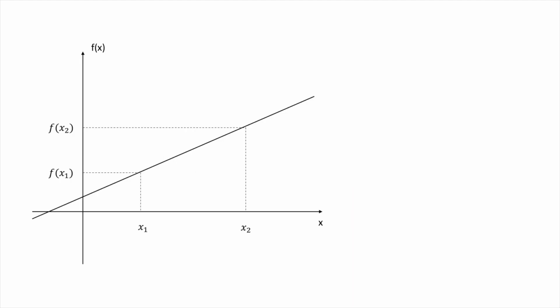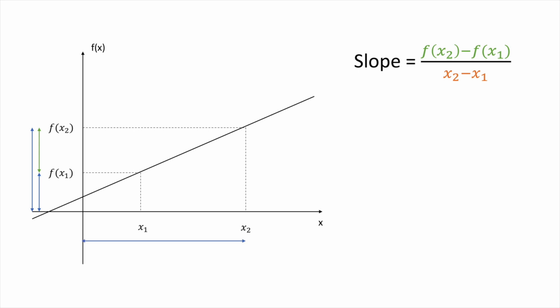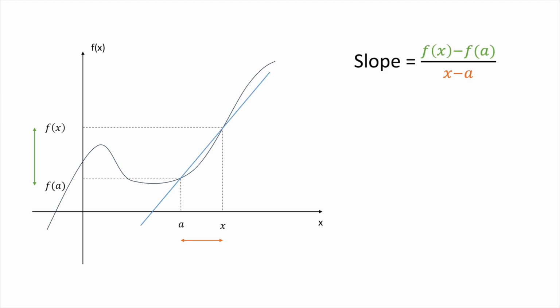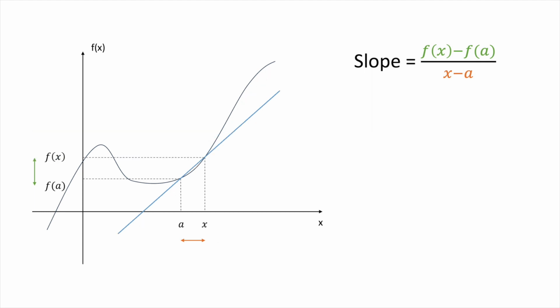If we have 2 points, it comes down to this formula. Indeed, the height f of x2 minus f of x1 gives us the distance up, and x2 minus x1, the distance to the right. Take any function and 2 points, a point a and another x. According to what we have just said, the slope of the segment connecting these 2 points is given by this formula.